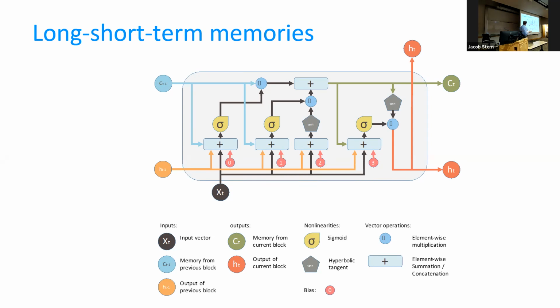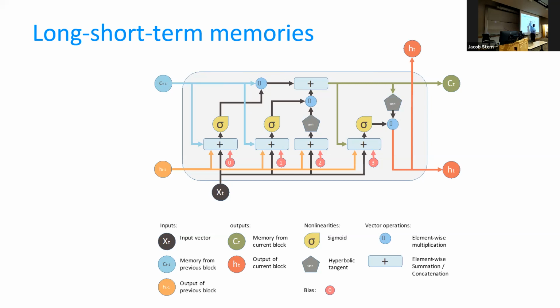This extra C vector is going to be basically our memory storage. That's where we're going to remember certain things and forget other things. So let's figure out what happens first. This first unit over here we're going to call a forget gate, and it's going to tell us what to forget from ct minus 1.